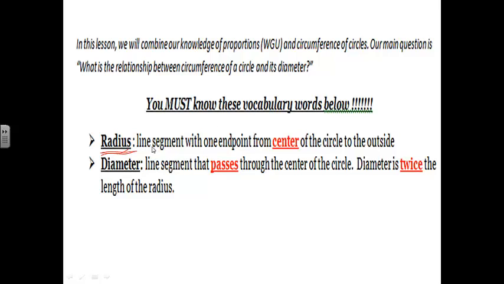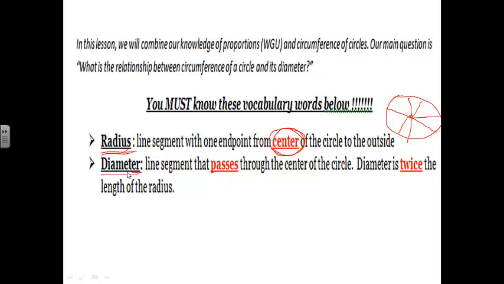Radius. The radius is a line segment with one endpoint from the center of the circle to the outside. So the radius starts right in the middle and goes anywhere from the middle to the side of the circle. It doesn't necessarily have to be directly like this. It can be anywhere. So these are all radiuses of the circle I just made.